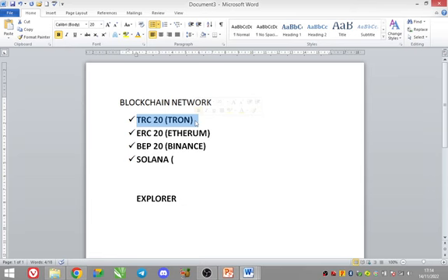How do I do all of that? Now, I actually need an explorer. All of these have their own explorer. For now, an explorer can be a link. An explorer can be a site where we actually have the whole database. Now you don't actually have to be bothered about the explorer.